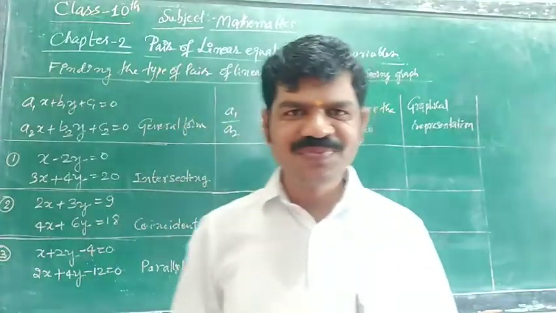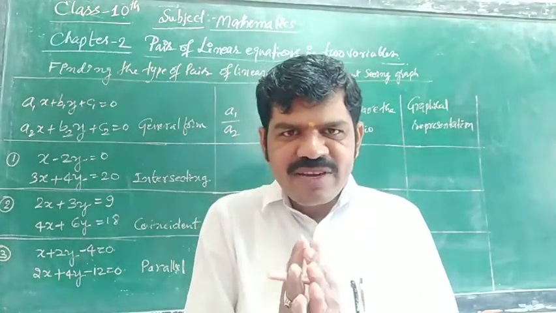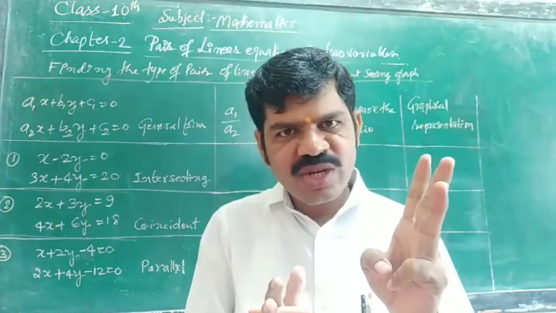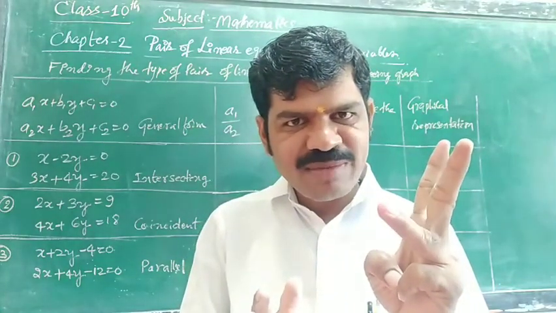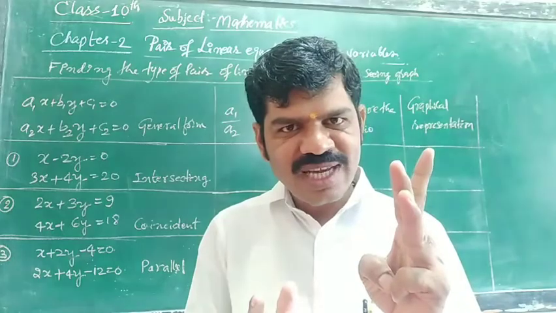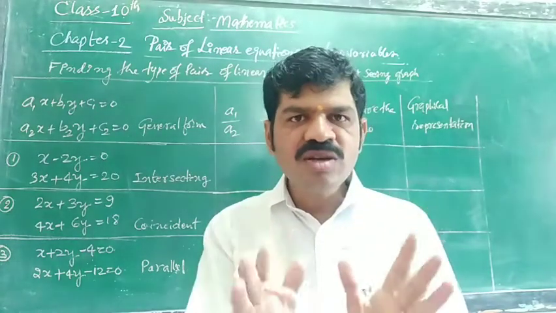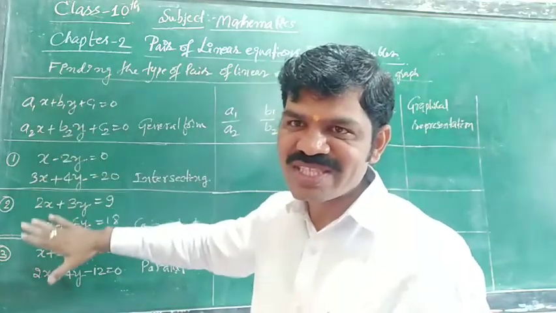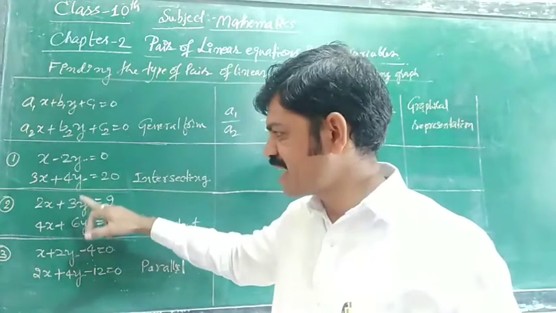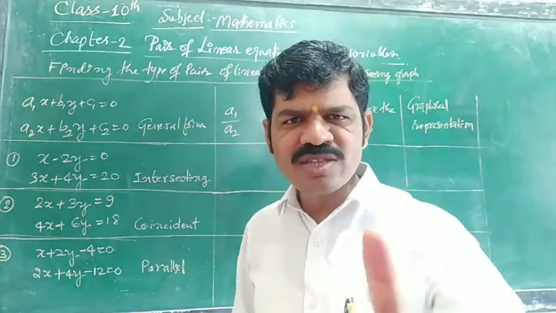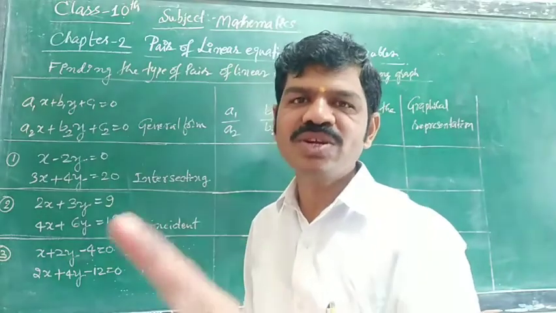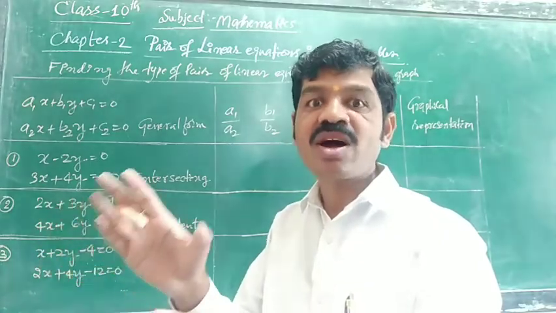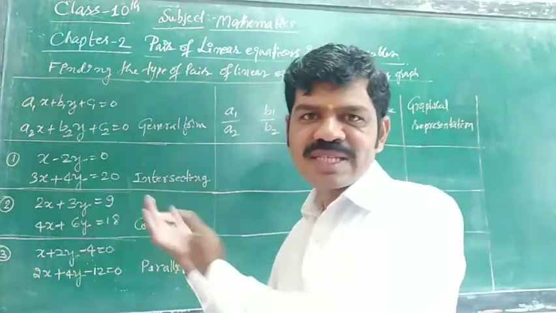Dear students, so far we have completed the pair of linear equations and their types. There are 3 types of pair of linear equations. We already know that we have solved 3 problems: intersecting pair of linear equations, coincident pair of linear equations, and parallel pair of linear equations. What 3 pairs of linear equations we have solved, that is there on the board, let us just see that. This is the first problem, second one, third one. You just pause the video and see whether these problems were repeated from my previous class or not. Okay, and then come back to the video.